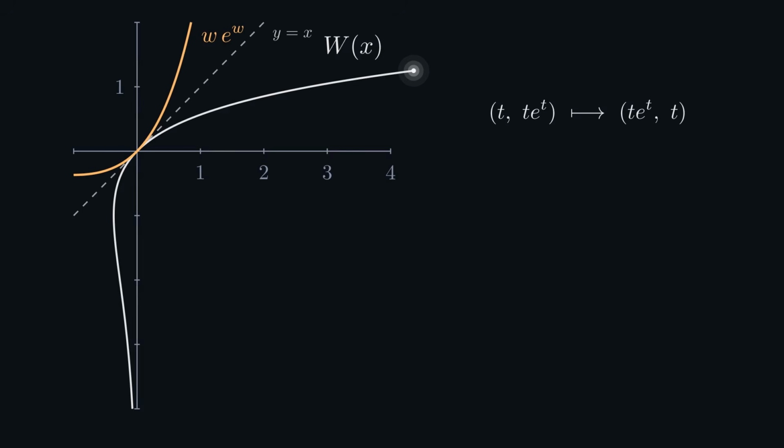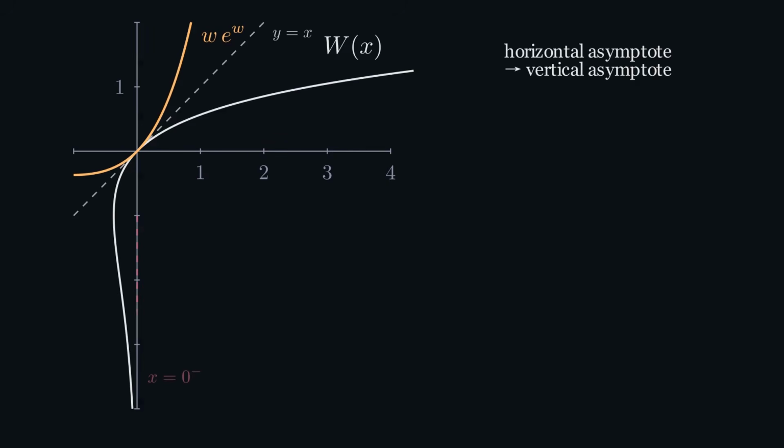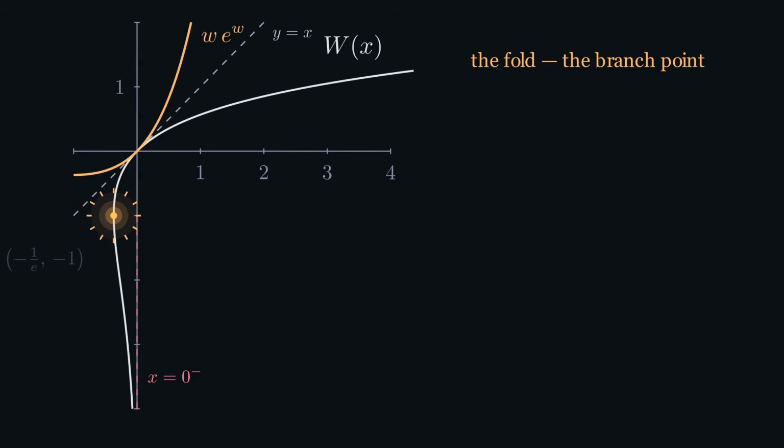So let's reflect piece by piece. That horizontal asymptote on the left becomes a vertical asymptote. As x creeps towards 0 from the negative side, one branch of our function plunges straight down to negative infinity. The minimum point, at negative 1 over e, reflects into the point negative 1 over e, negative 1. And this becomes the sharp fold in the graph, the branch point.